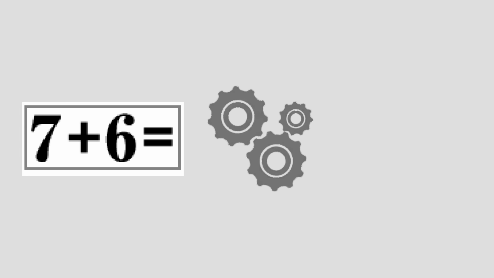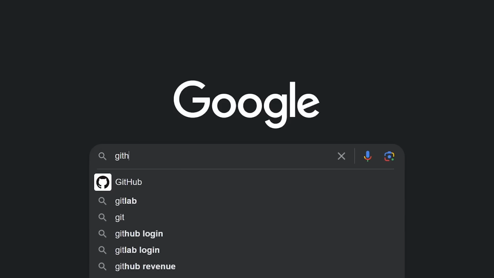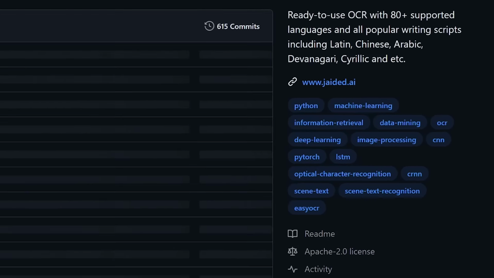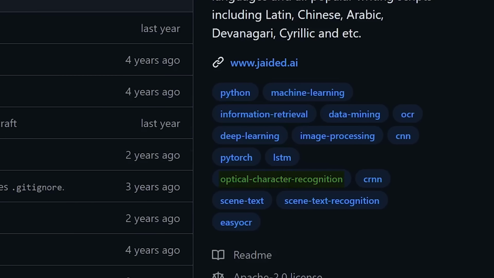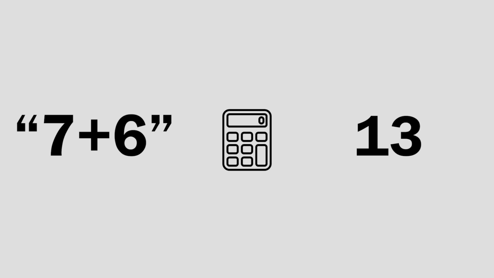In this step, we will take the screenshot and analyze it to get the equation as a Python string. For this, we will use EasyOCR, which stands for Easy Optical Character Recognition, and allows us to extract characters from documents and images. So the third step is to actually solve the equation.